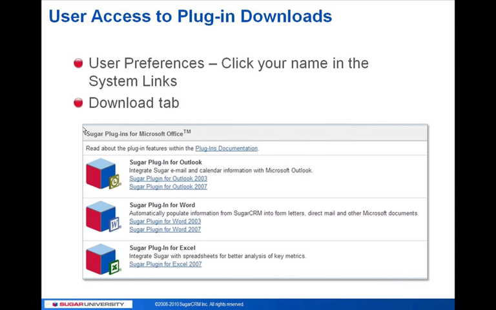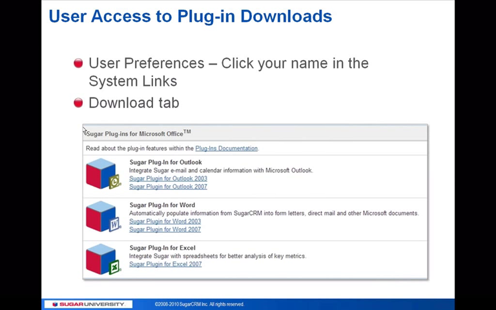To start off, the very first thing that we need to talk about is that within version 6.0, you can access your Sugar plugin for Microsoft Office within your user preferences. Your user preferences are no longer up in the system links like they were before, but now they are on your username. So you simply click on your name within the system links, and your user preferences will show up.